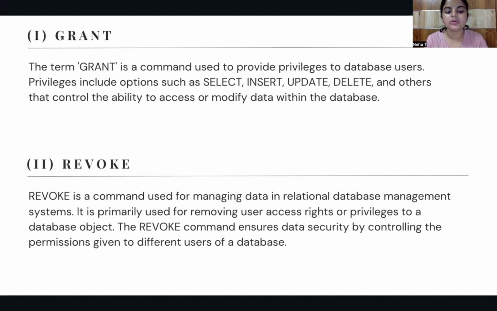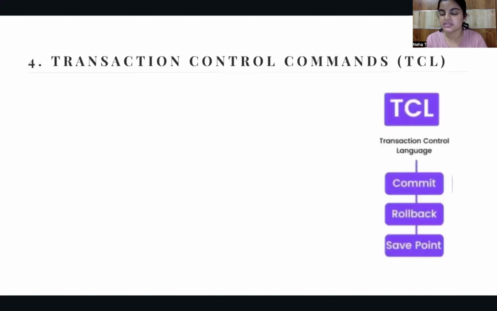Coming to revoke, revoke is a command used for managing data in a relational database management system. It is primarily used for removing user access or privileges. Grant is granting privileges. Revoke is taking away the privileges given to a user. The revoke command ensures data security by controlling the permissions given to different users of a database. So this is about the DCL commands, data control language commands.